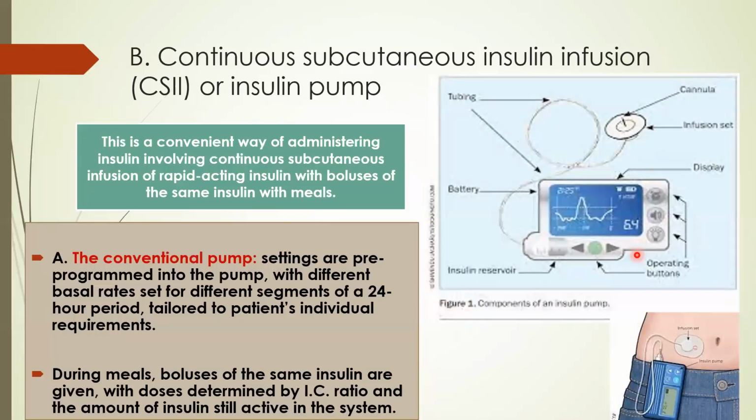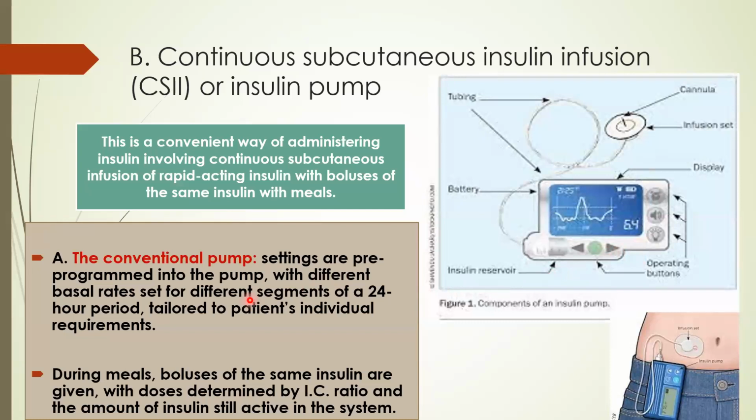Then the other intensive insulin therapy that we can use is continuous subcutaneous insulin infusion, or an insulin pump. And we know that an insulin pump is a convenient way of administering insulin, involving continuous subcutaneous infusion of rapid-acting insulin with boluses of the same insulin with meals. So we have the conventional pump and the closed loop.